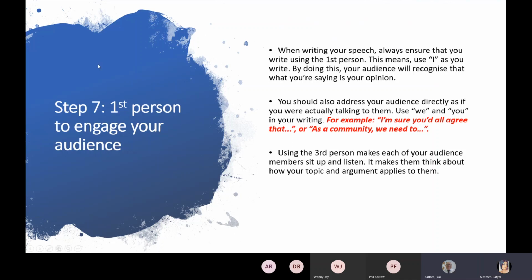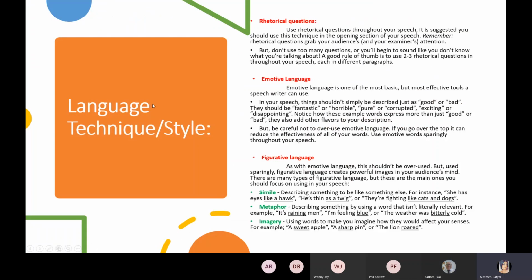So the language techniques and styles, and I know in every topic I try and cover these just because I know you will be marked on them. If you have 2 to 3 language techniques, you hit a lot of the level 2 criteria. So what the examiner is looking for, you've already met that.